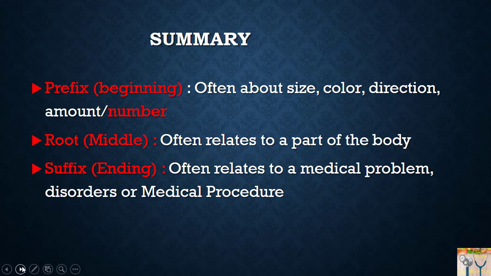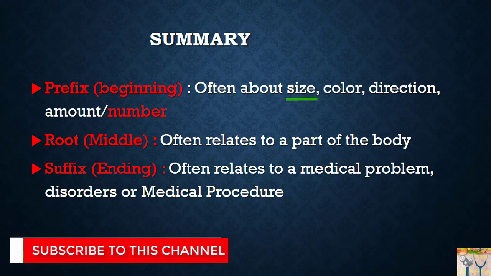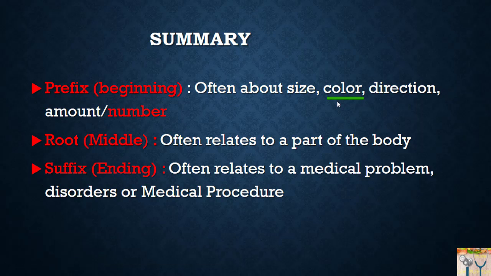Prefixes, which usually begin a word, are often about size. Example, we have macromolecules, large molecules, micro, mega, or color. Example, we have cyano, that is the color blue, cyanosis, meaning bluish coloration of the skin, erythro, that means the color red, erythrocyte, that is the red blood cell.